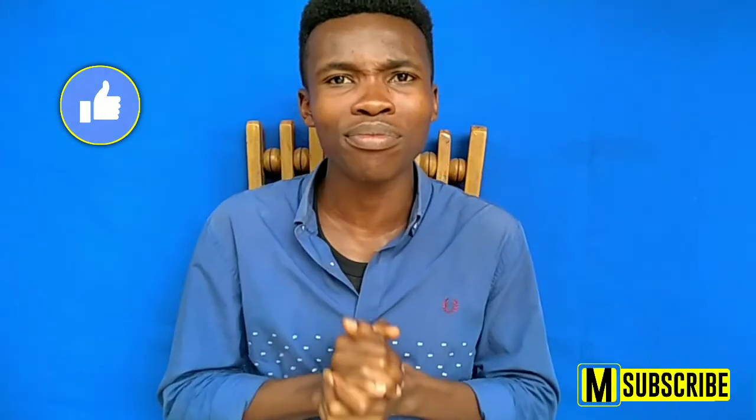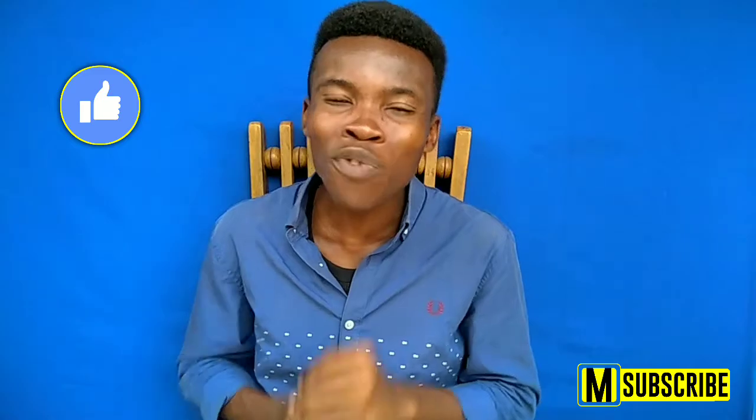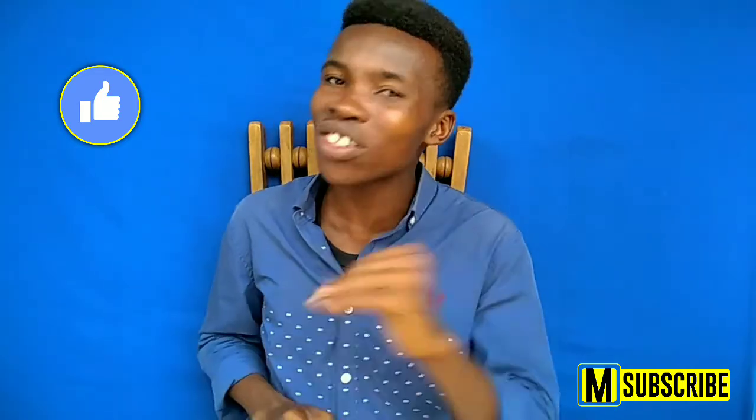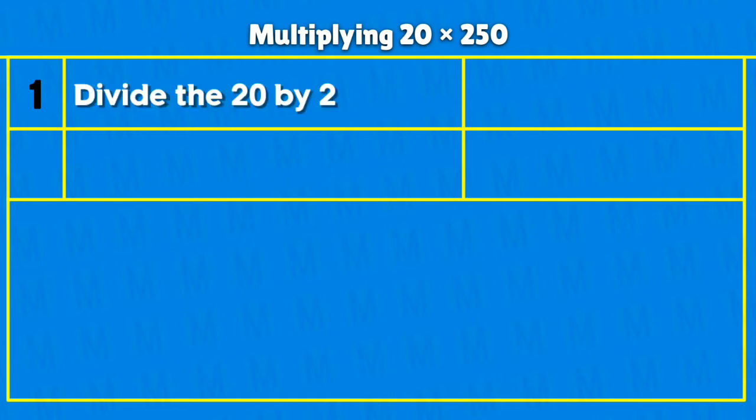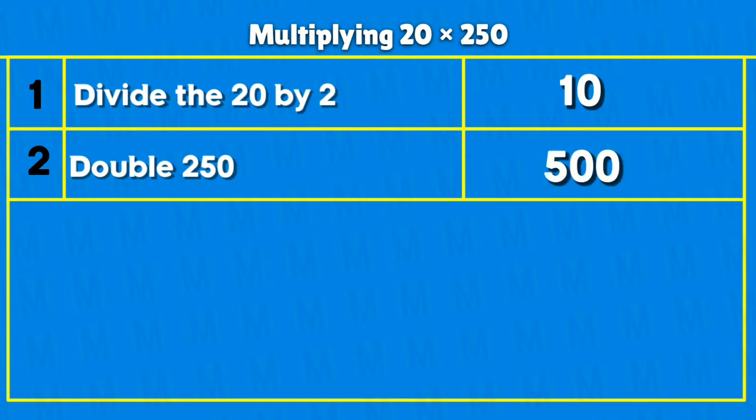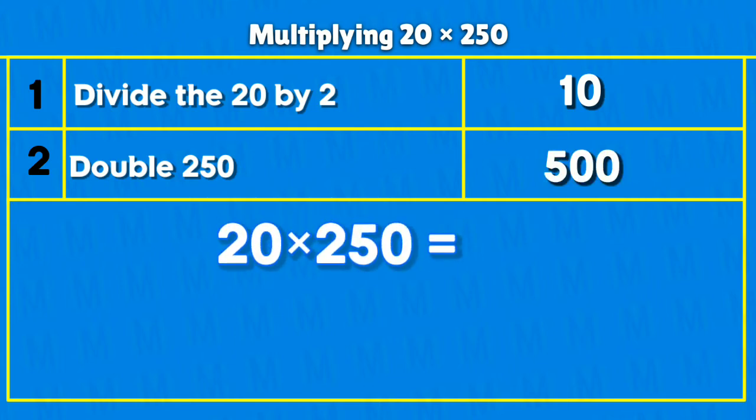Now, this method will solve this problem quickly. For instance, consider 20 multiplied by 250. Step 1. Divide 20 by 2, which equals 10, and double 250, which equals 500. Then multiply the two answers together. So your answer to 20 times 250 is 5,000.